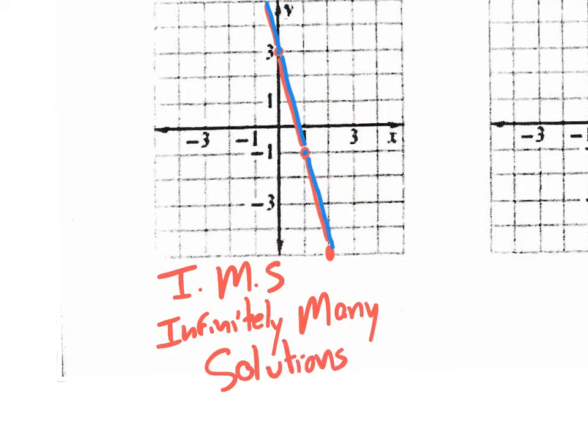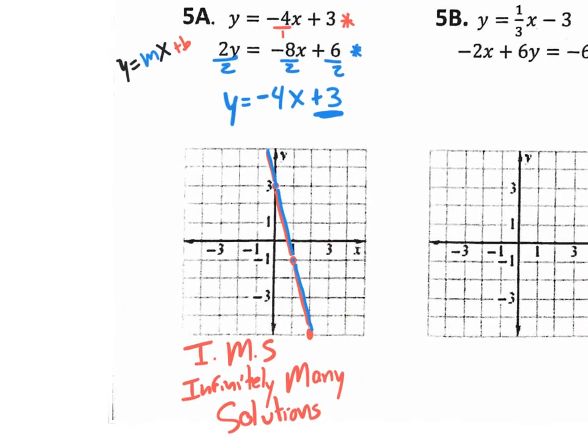And the explanation, why is it infinitely many solutions? Because it's the same line. There's an infinite amount of points in common. It's not just this point where they cross. It's not just this point. Every single point on each line is shared with the other one. Why? Because it's the same exact line.